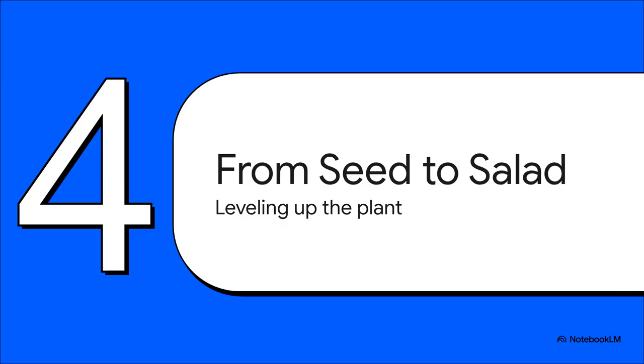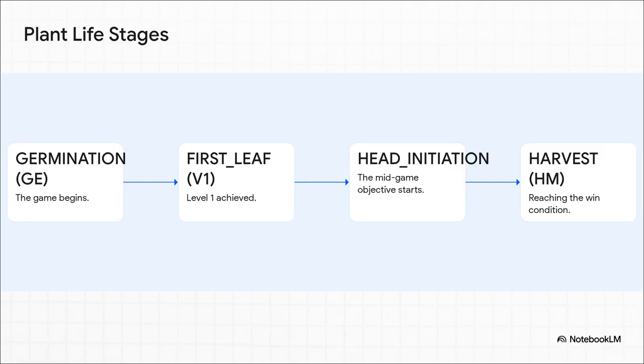All right, so we've got our currency, the GDD, and we've got our environmental rules that can change the game. So let's see how it all plays out as our digital plant starts leveling up on its journey from a tiny seed to a crunchy salad. The simulation tracks the plant through these key milestones. It all starts with germination. The game begins. Then, after it earns enough GDD, it hits first leaf, level 1 achieved. It keeps adding leaves, leveling up, until it gets to head initiation. That's when the prize, the head of lettuce, really starts to form. And finally, after banking hundreds of GDD, it reaches harvest maturity. That's the win condition. That's what we're aiming for.